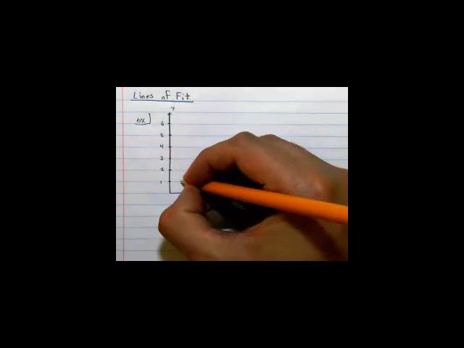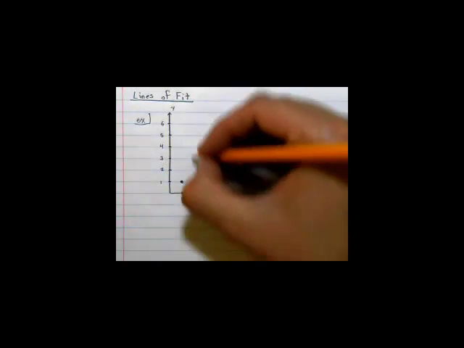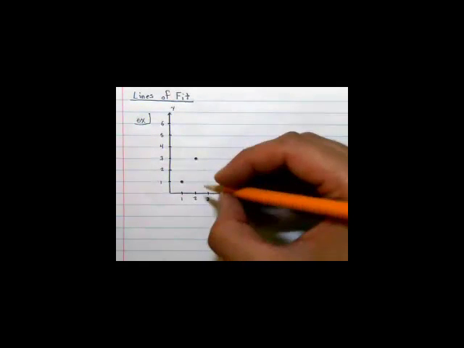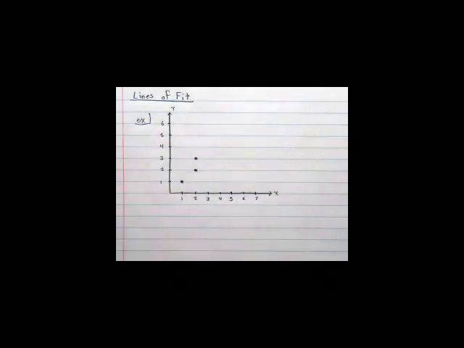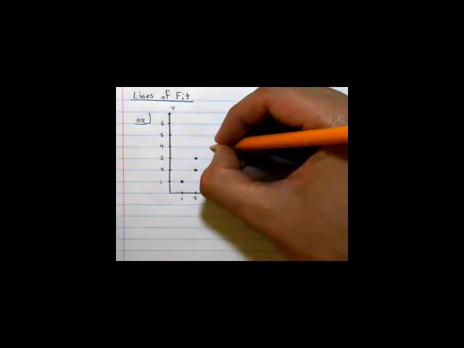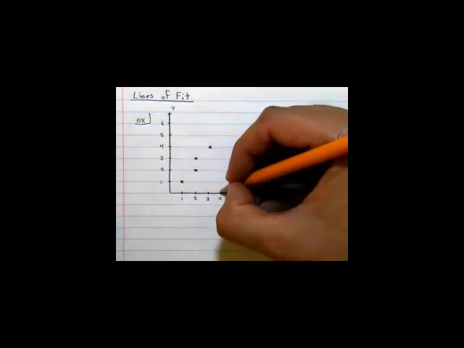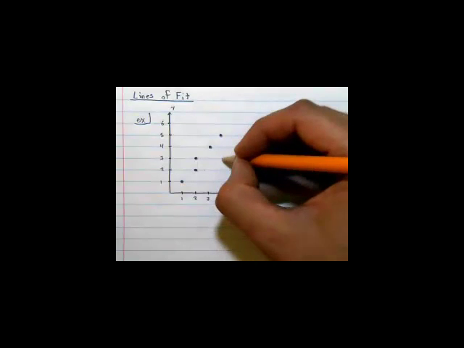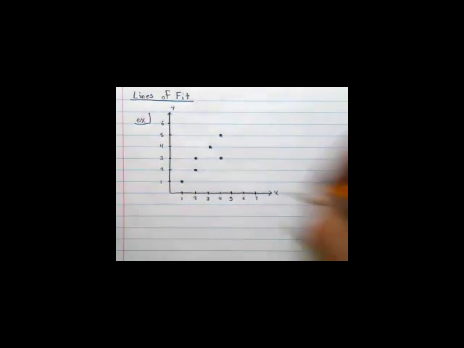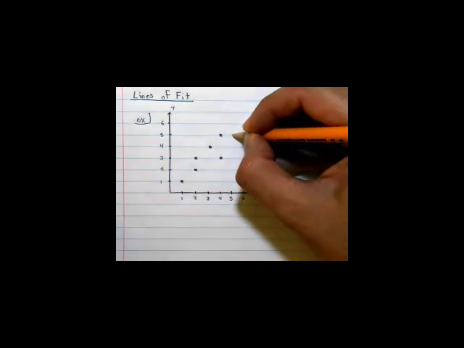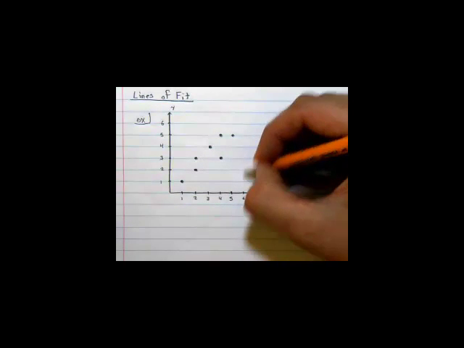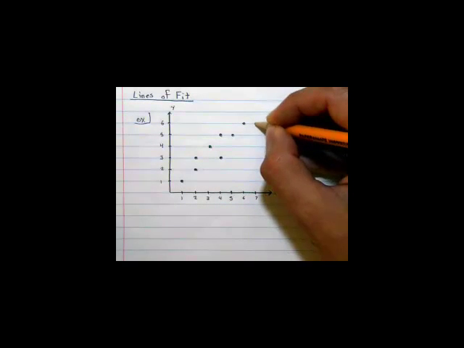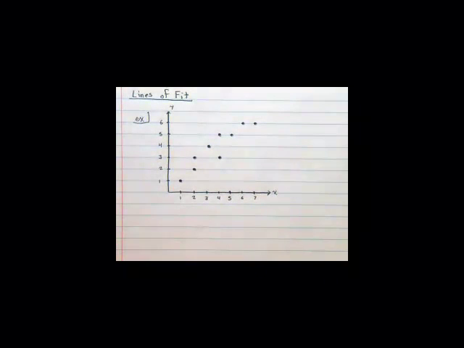Let's go 1, 1. Then we'll do 2, 3. We'll also do 2, 2. 3, 4. Do 4, 5, as well as 4, 3. We'll do 5, 5. And then 6, 6 and 7, 6. All right, so it should look something sort of like that.